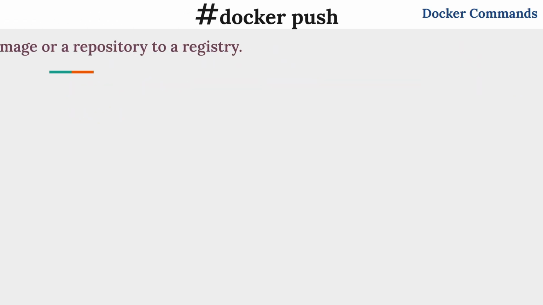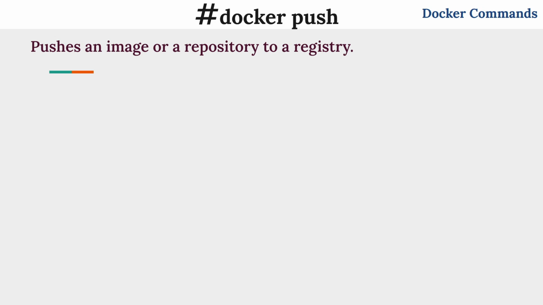Let's see the next command. Next command is docker push. The docker push command is used in Docker to push or upload a local Docker image to a specified Docker registry, making it available for use by others or on other systems. Here's a detailed explanation of how to use the docker push command.